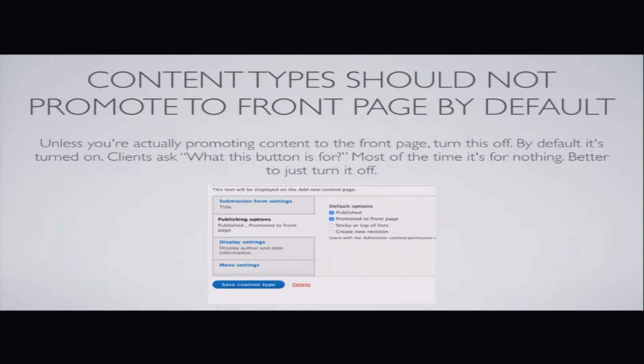The next one here is content types should not promote to the front page by default. I don't know why, but whenever you create a new content type in Drupal, that option is checked. Turn it off. If you don't turn it off, the client's going to see that whenever they go to create a new piece of content, and they're going to say, why isn't it showing up on the front page? And you're going to say, well, because that's just the default Drupal option and we didn't fix it. Doesn't work so well. So it's really easy. We just turn that off.